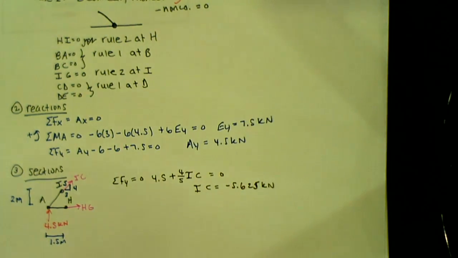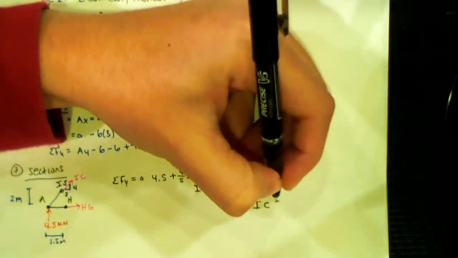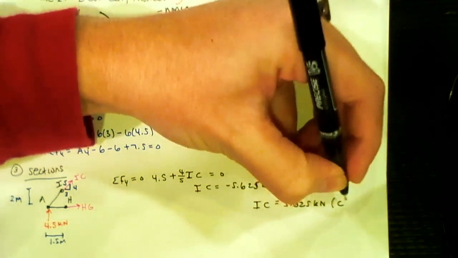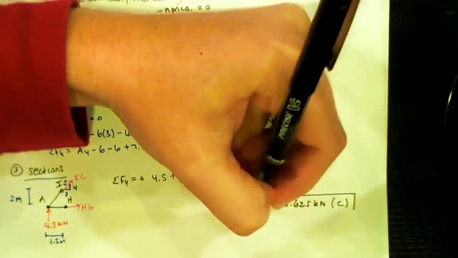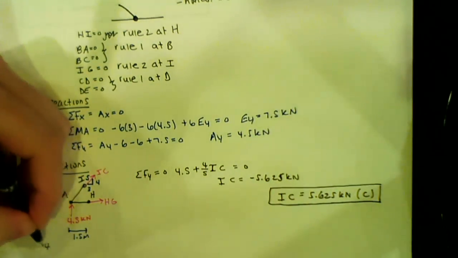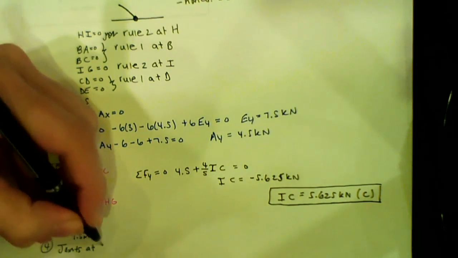Good. And so which direction is this in? It's in compression. So IC is 5.625 kilonewtons in compression. So we found one. So now what I recommend is, we did method of sections, now let's go back and do method of joints at joint C.